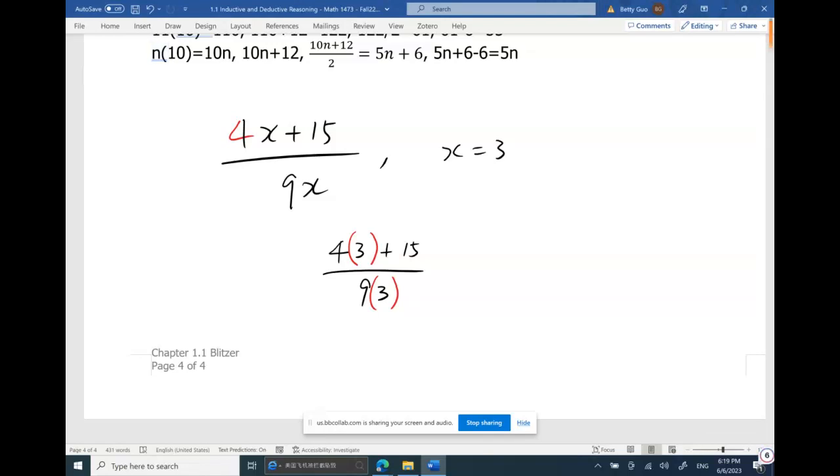Please use this process. Use the parentheses. Sometimes we have negative numbers. You will see the benefit of using parentheses.